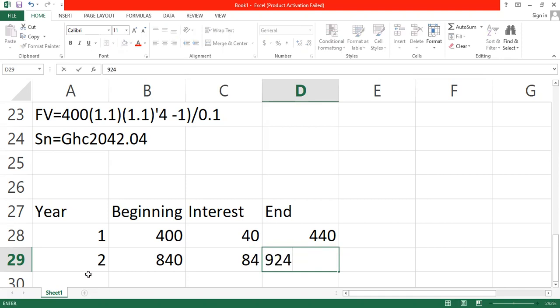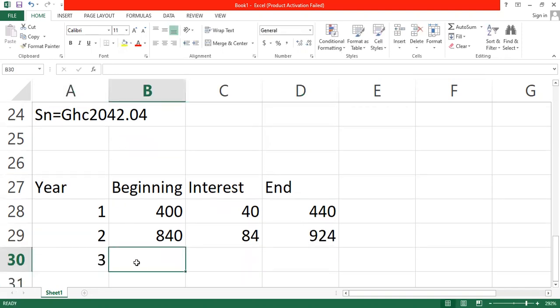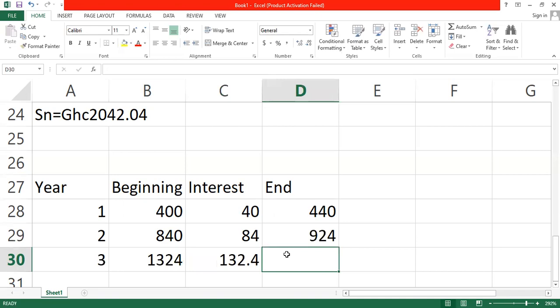At the end. So at the beginning of year three, we are going to have our closing balance from year two plus the additional transfer, isn't it? So that will be 1324. How much will be the interest? 132.4. What will be the closing balance?